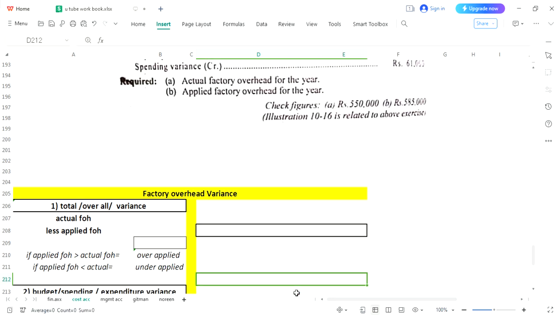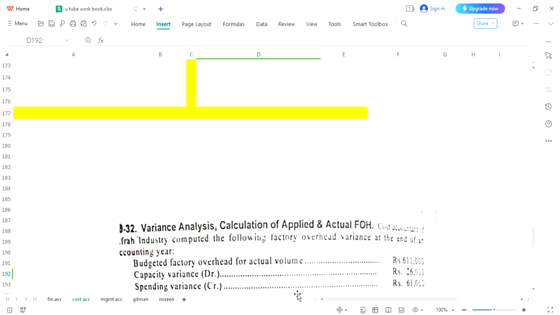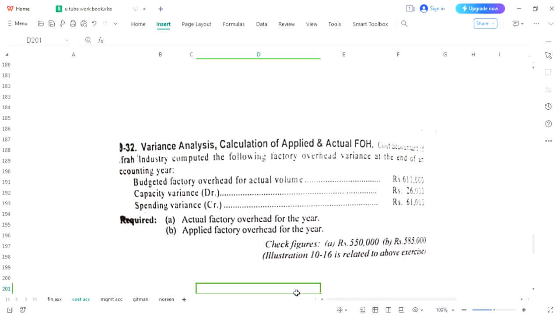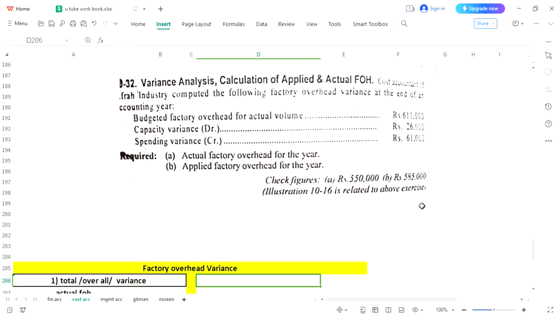Your second formula is for budget FOH: actual hours multiplied by variable FOH rate plus fixed FOH. But here, your budget FOH is already present. So one thing you can do is, 611000 is your budget FOH.